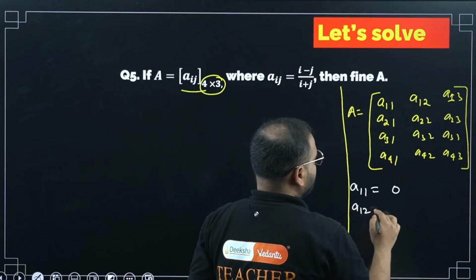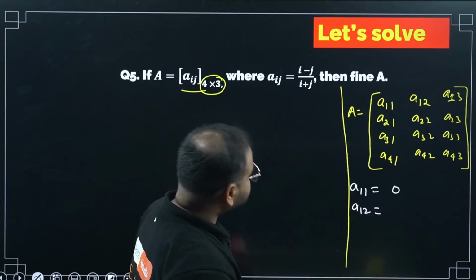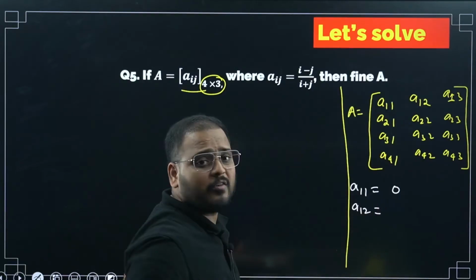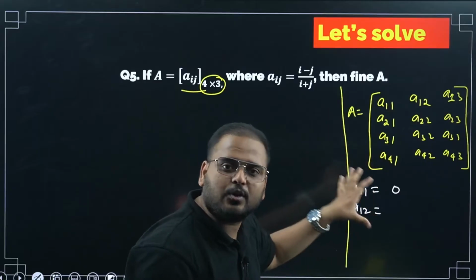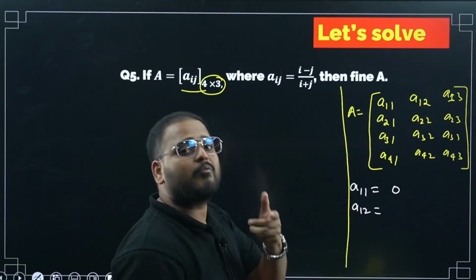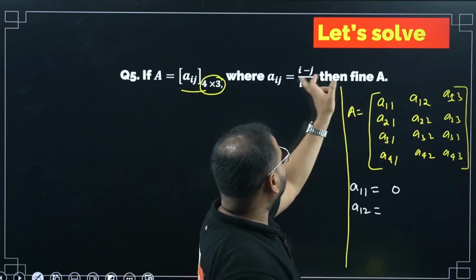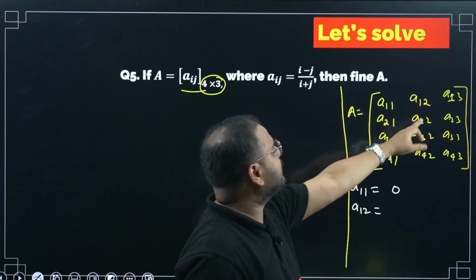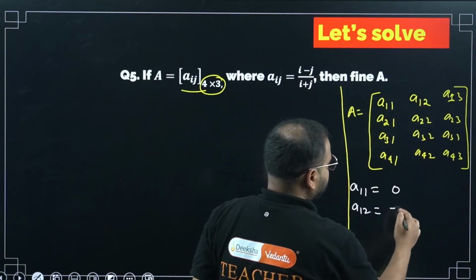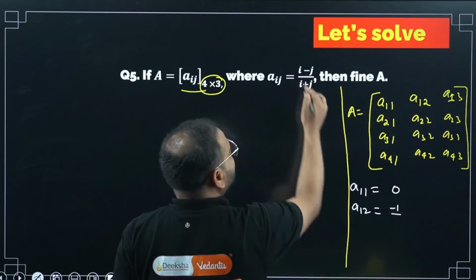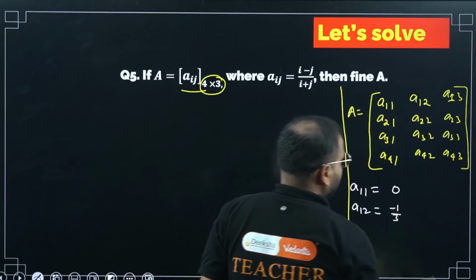What about A12, sir? We don't have to do all of this. We can do it in the mind, but since I'm explaining on the board, I'm writing everything. You don't have to write everything when you're solving this question; you can do it in your mind also. A12: i minus j, so 1 minus 2 will be minus 1, because it's i minus j, no? And the sum is 3. So minus 1 by 3.